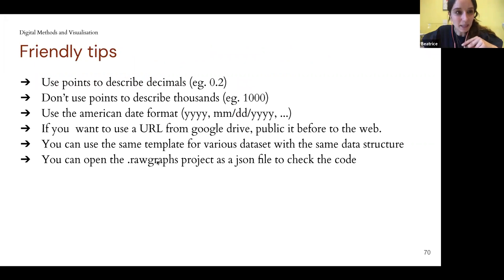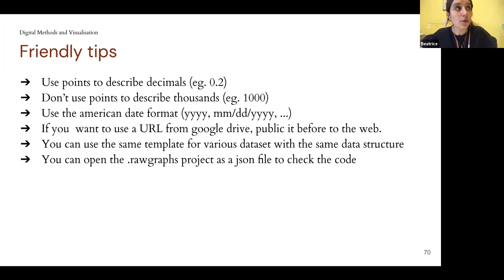Okay, so some friendly tips before starting with RAWGraphs. I will leave them here, and you can always have a look at them, because sometimes it's difficult for me to remember everything. In general, when you work with tabular data on RAWGraphs, you have to use points to describe decimals, so 0.2. If you want to describe thousands, you have to delete points and commas. You should use the American date format. Now with the new version, you can also change among languages, but to me it's always better to use the American date format.